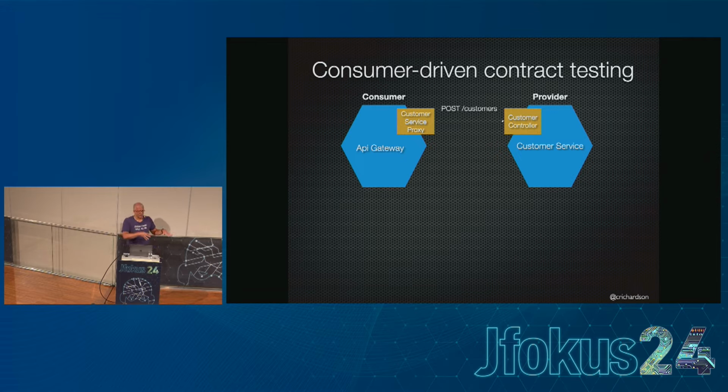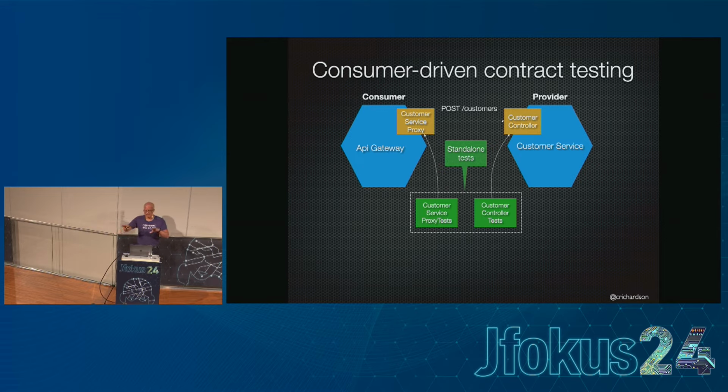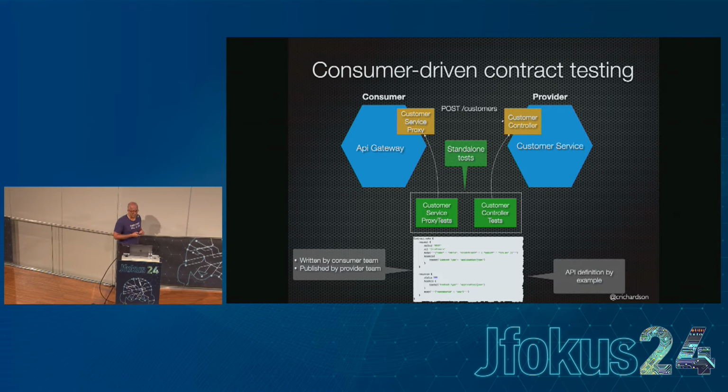In the API gateway, there is a customer service proxy that's just wrapping the HTTP client. And in the customer service, there's a controller that is handling the request. So we need to write tests for those two classes that run in each service's deployment pipeline that ensure that they can communicate. And that's done by, if you'd like, in this example, I'm using Spring Cloud Contract.